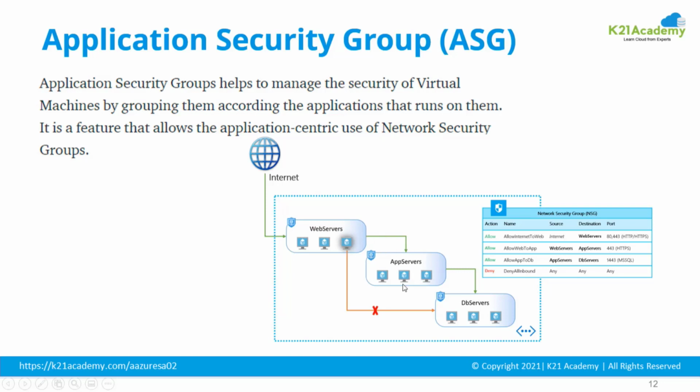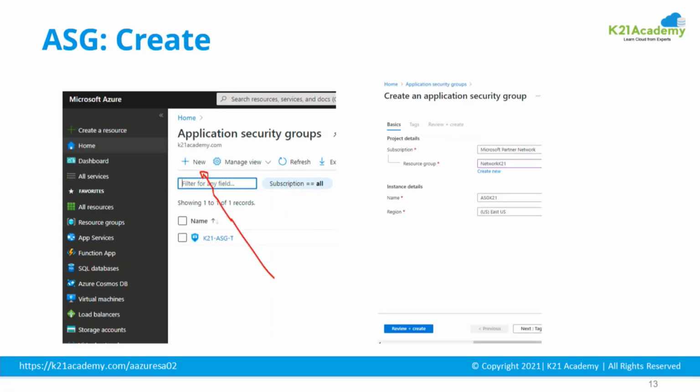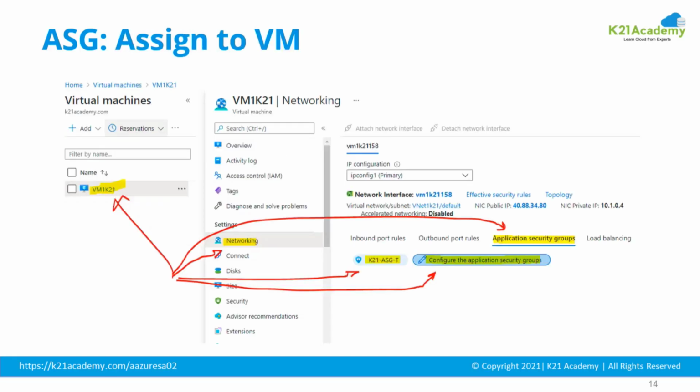in the firewall rule here. Let me explain what I mean by that. First, you're going to create a security group. So you will go to the application security group and create that security group. And then you are going to go to the virtual machine and assign that particular security group. So let's suppose this virtual machine is for a web server. We'll create an application security group. I've already created an application security group called K21ASG and then assigned it to this machine.